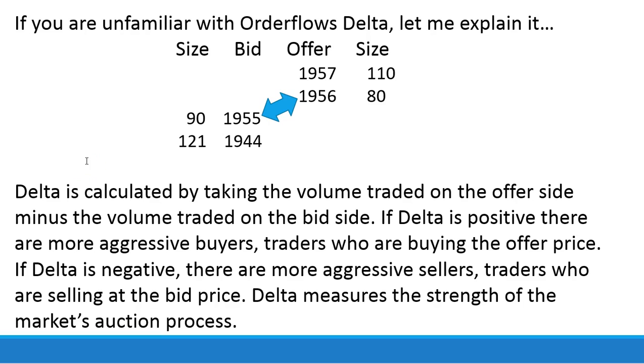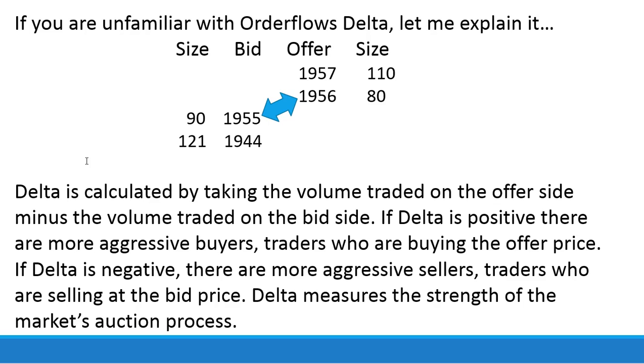So delta is calculated by taking the volume traded on the offer side minus the volume traded on the bid side. If delta is positive, there are more aggressive buyers. So if you have a positive delta number, it means there's more aggressive buying going on, people who are actively buying the offer price. If delta is negative, there are more aggressive sellers, traders who are selling into the bid, selling at the bid price.